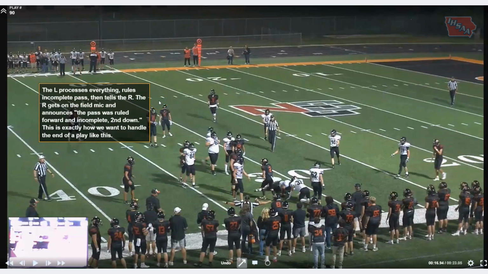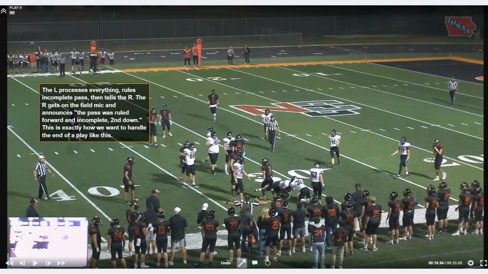He rules incomplete pass, and then he tells the referee he has a forward pass. The referee did get on the field mic and announce the pass was ruled forward and incomplete, second down. This is exactly how we want to handle this play. The only way we could have handled it better was to initially get back in that offensive backfield a little quicker. Both officials can do that. The head linesman at the top of the screen can do the same thing, and then you can have a little better idea on that being forward or backward.